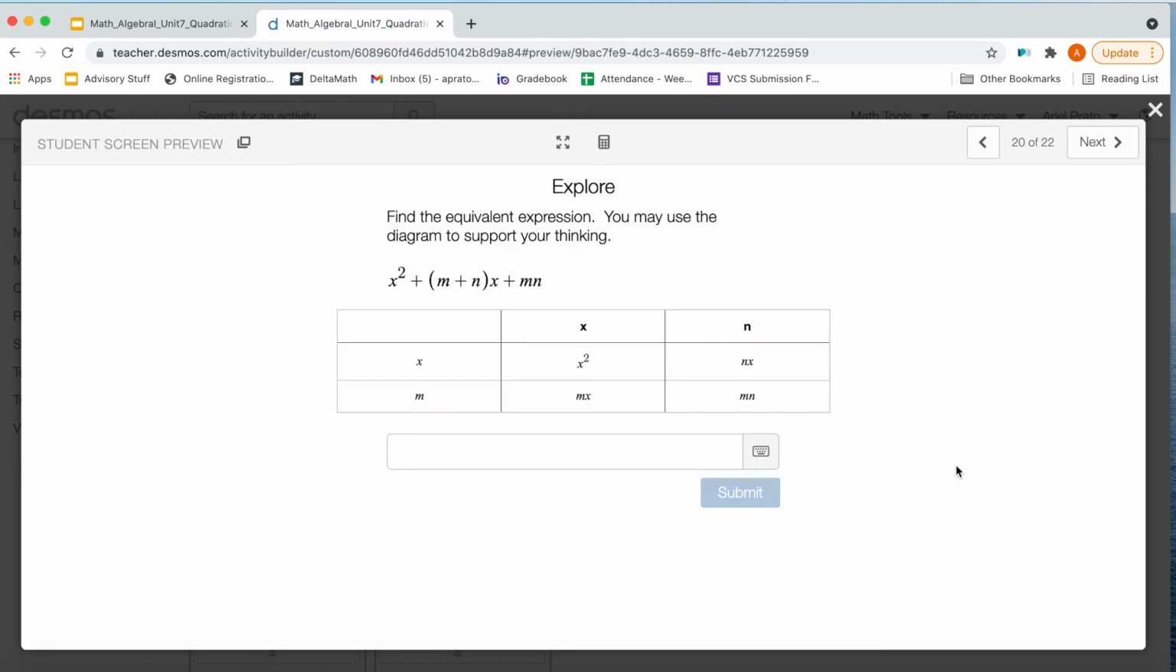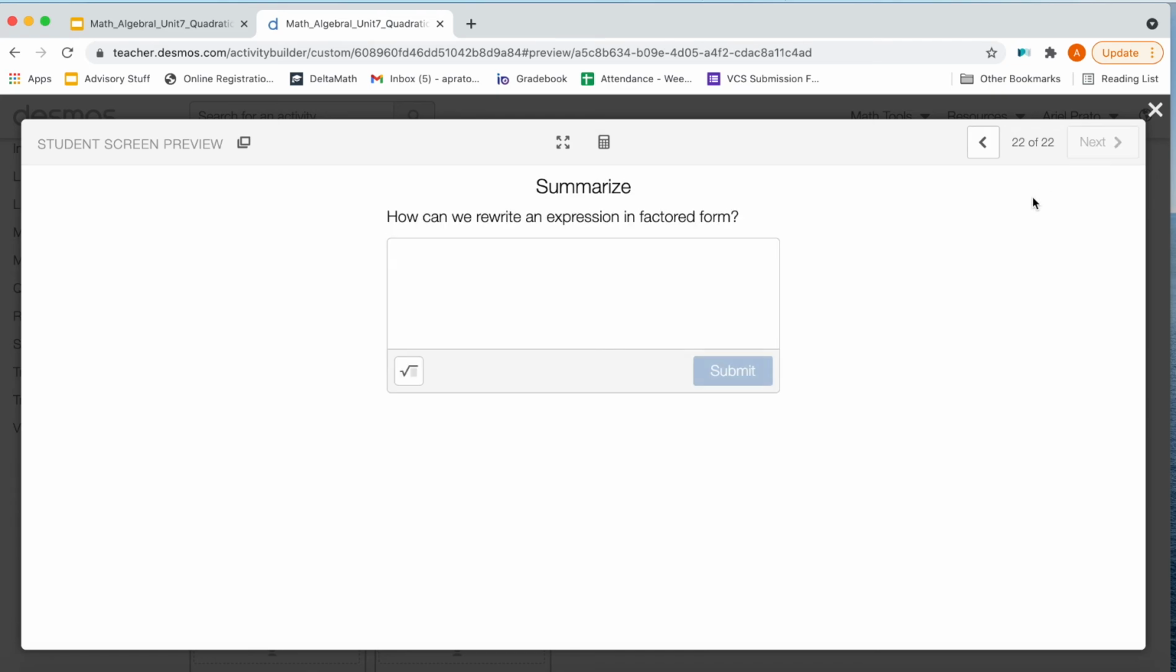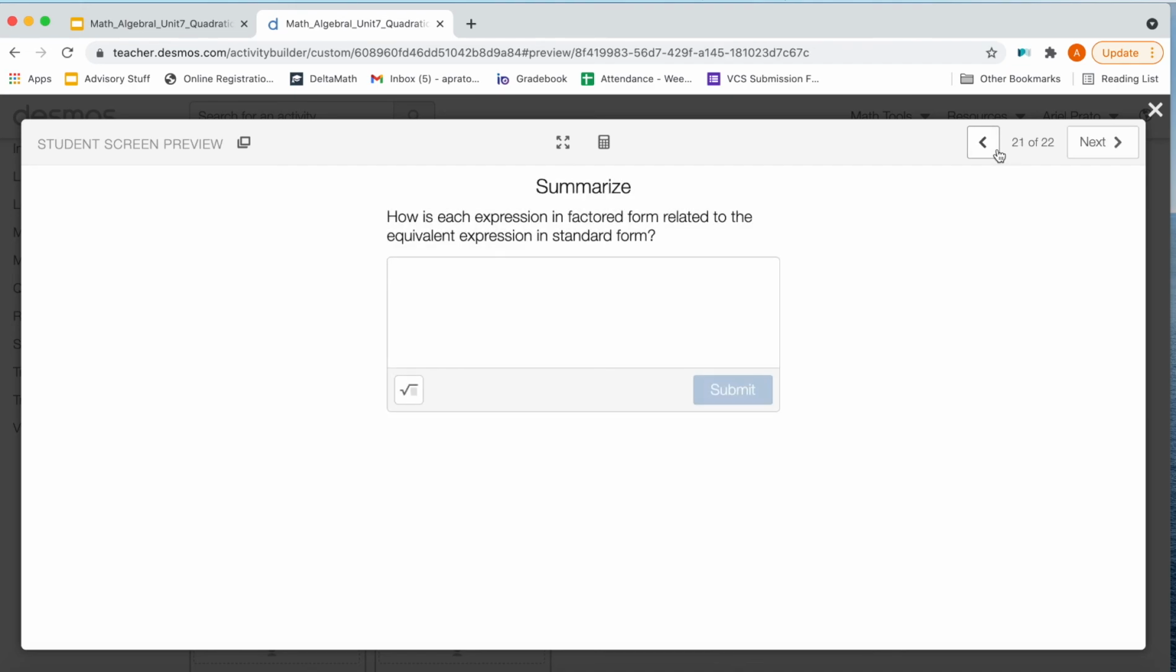Okay, this one's going to be a lot more abstract, and you might have to support students to walk through this. You might put them in breakout rooms to discuss it, to give them that chance to really solidify their understanding that the constant is the multiplication of the two numbers, and the coefficient of the x is the addition of the two numbers. And then they're given the chance to explain in general how factored form is related to expanded form, really restating their thinking there. And then explaining how they can rewrite an expression in factored form using what they learned today.